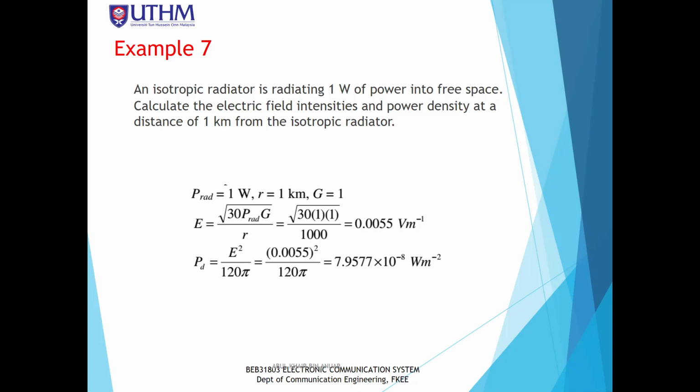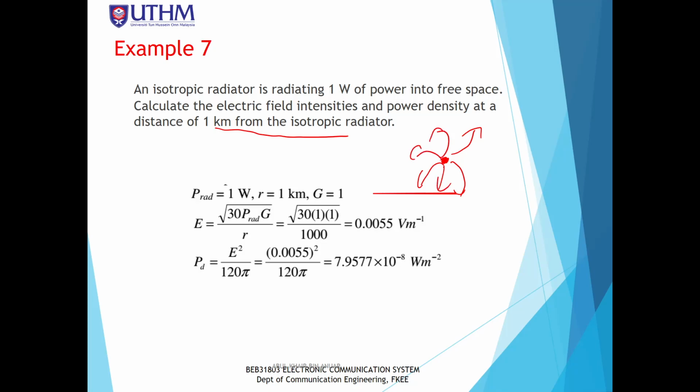Okay, example 7. An isotropic radiator is radiating 1 watt of power into the free space. Calculate the electric field intensity and power density at a distance of 1 kilometer from the isotropic radiator. So you have the isotropic radiator. Remember, an isotropic radiator radiates signal in all directions.